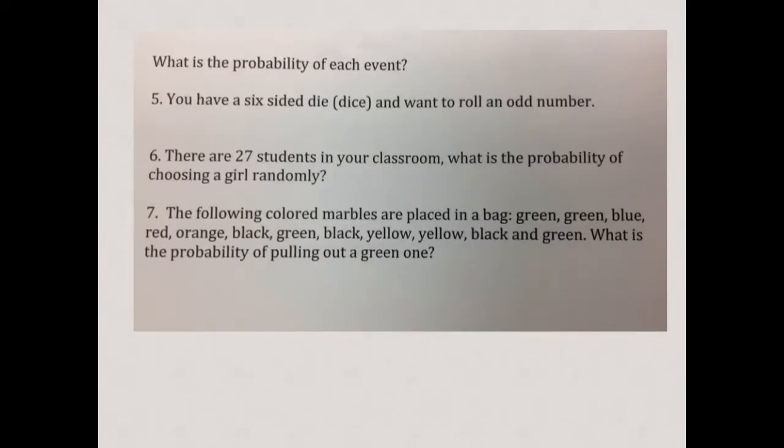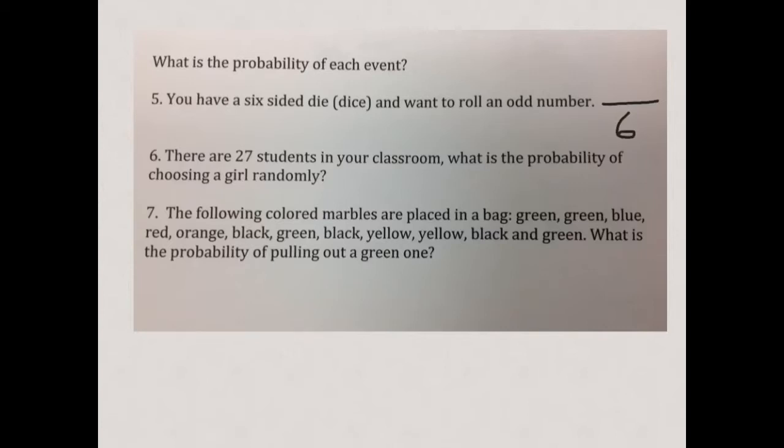Okay. Now, look at these. We're talking about probability. You have a six-sided die, or you have a pair of dice. Well, one of them is called a die. And you want to roll an odd number. What are your chances? Well, remember, we need to figure out how many total sides are there to this die. 6. Everyone, I'm sure, has held a regular die. A six-sided die, it's 1, 2, 3, 4, 5, and 6.